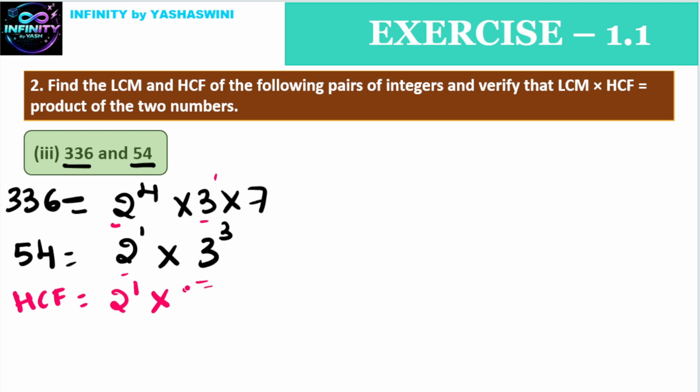3 to the power 1. So 3 to the power 1. Now 2 times 3 is 6. So HCF is 6. And LCM. LCM is all the factors with their greatest power.